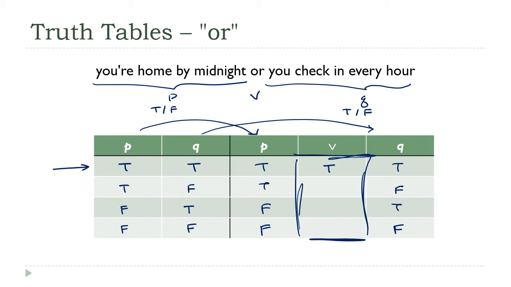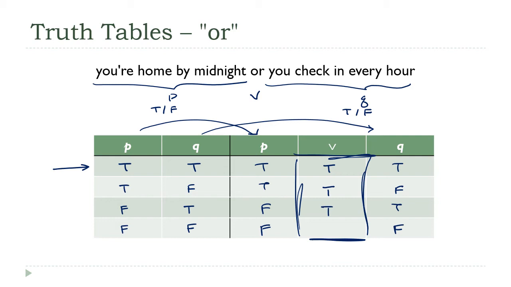Now think about the next one. You were home by midnight, but you did not check in every hour. That's still okay. Right? That still gets a true because you were told to do one or the other. You did one, you're still all right. Let's think about the third case. This is really case number 2, but in reverse. You weren't home by midnight, but you did check in. That's okay.